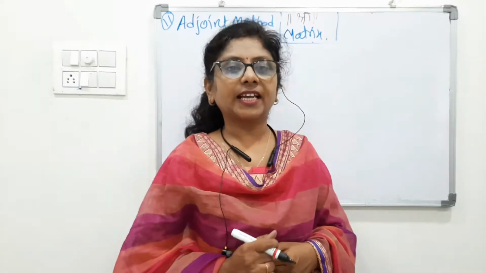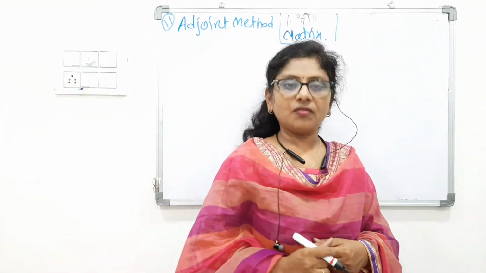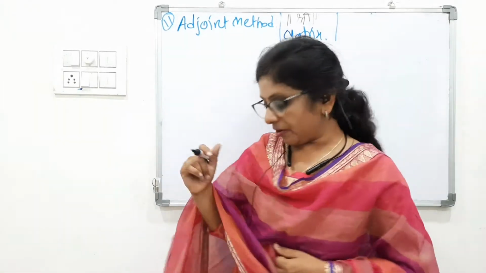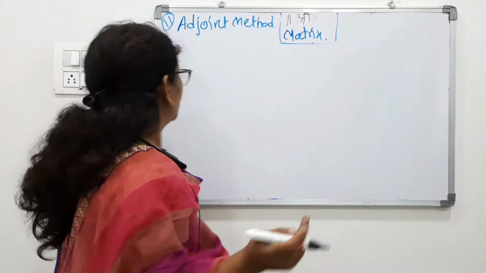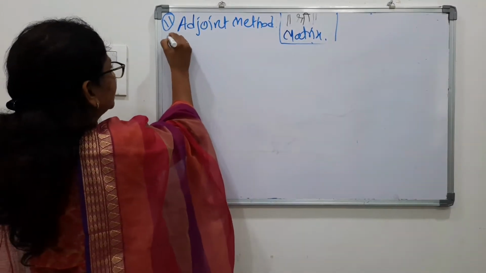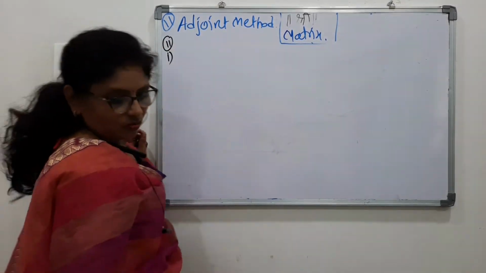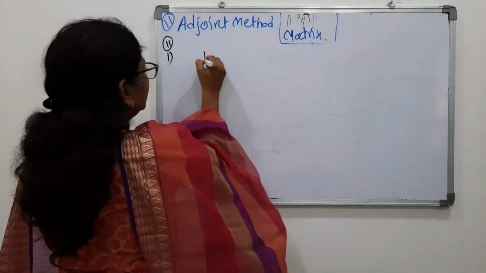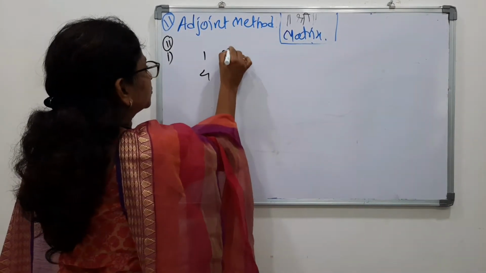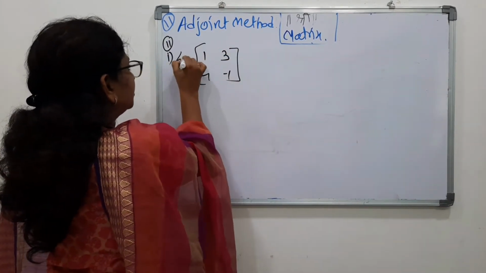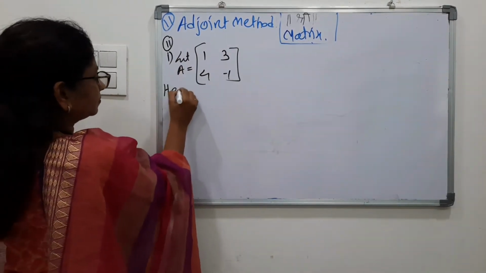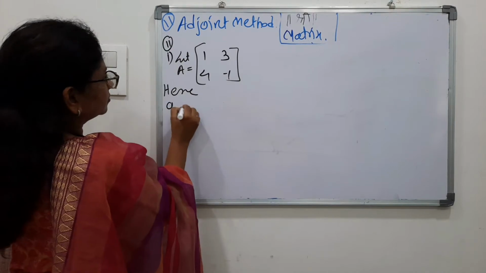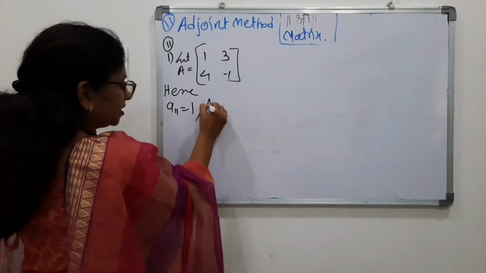Now come to the second example. Find the matrix of cofactors. That means here we have to find the matrix of cofactors, not only the cofactors. So what is the first matrix in the second example? The matrix is 1 3 4 -1. We will again denote this as E. Here, what is a11? 1.